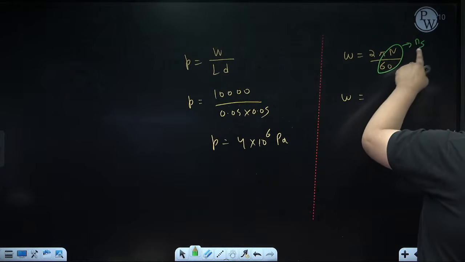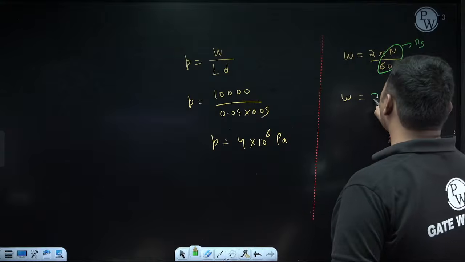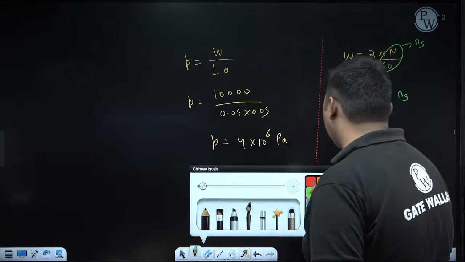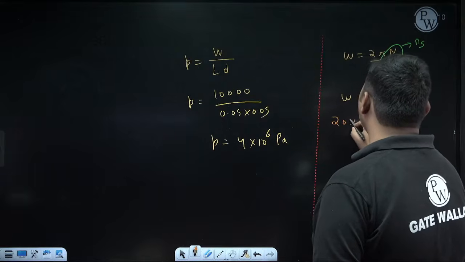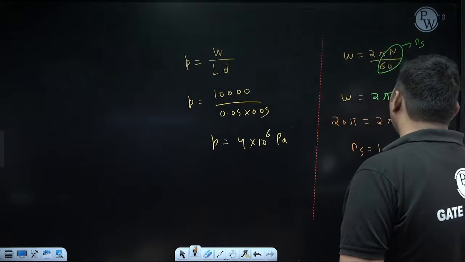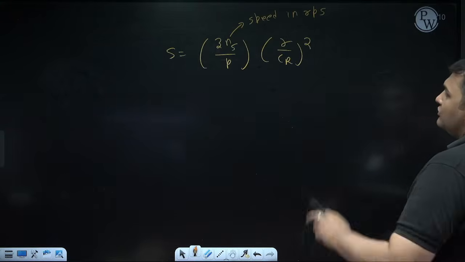So N by 60 is nothing but speed in RPS, which is NS. So can I say omega is 2 pi NS? From this we can calculate NS, because omega is 20 pi radian per second, it is equal to 2 pi NS. So how much NS is coming? 10 RPS. So we calculated NS.